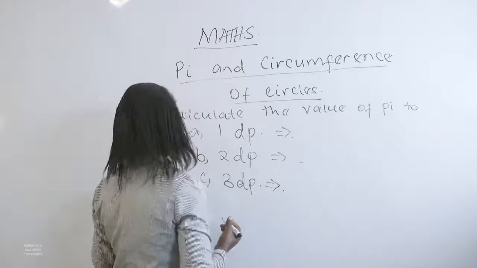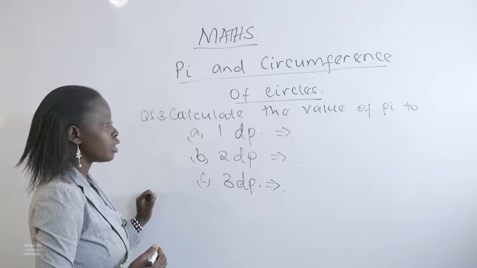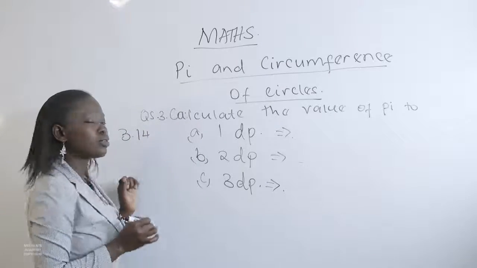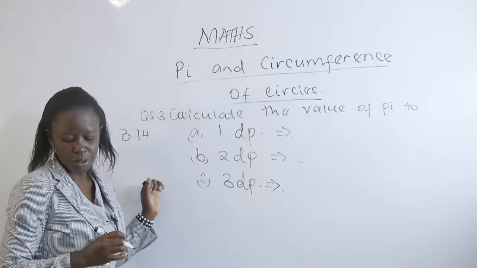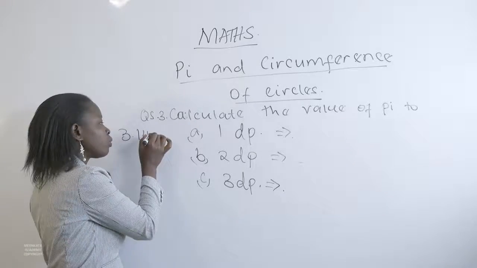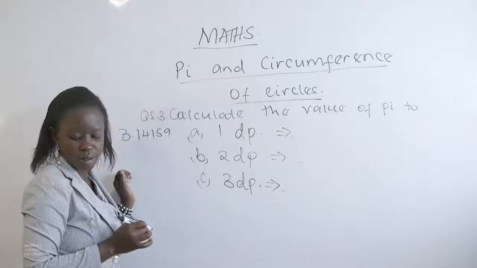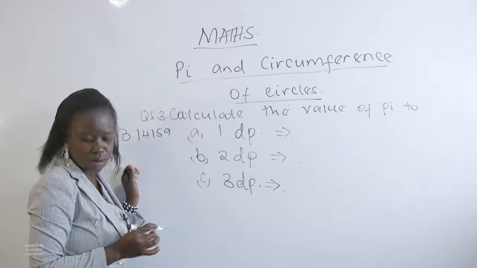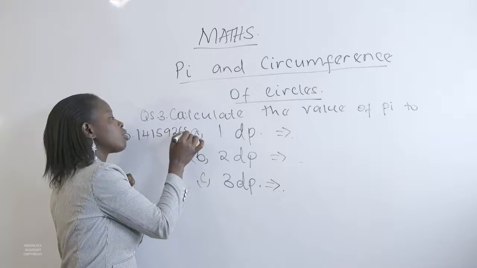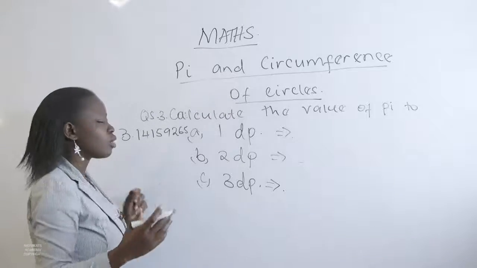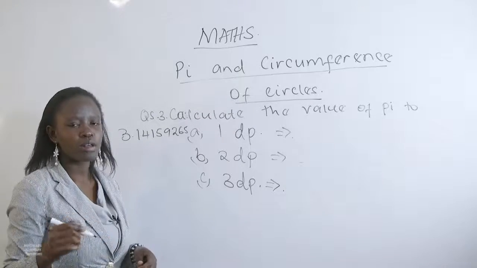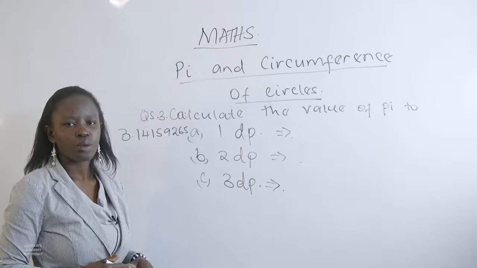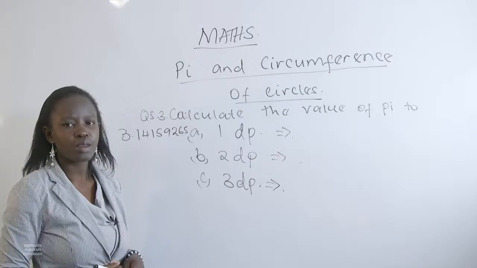So this means that our pi, according to the calculator, is a very long decimal that is not coming to an end. So we have 3.14159265 and so on. It is a very long digit. You can try and press it on your calculator and find out what values you are being given.